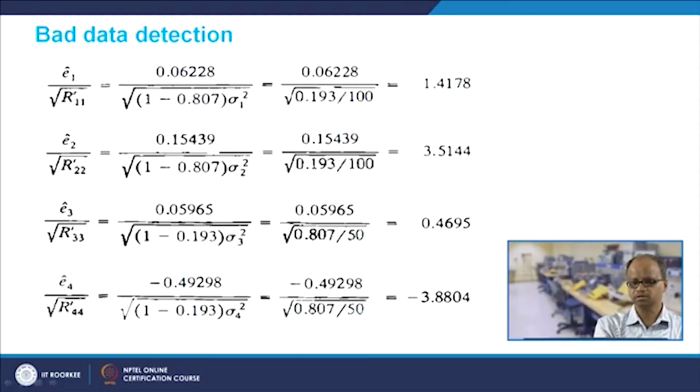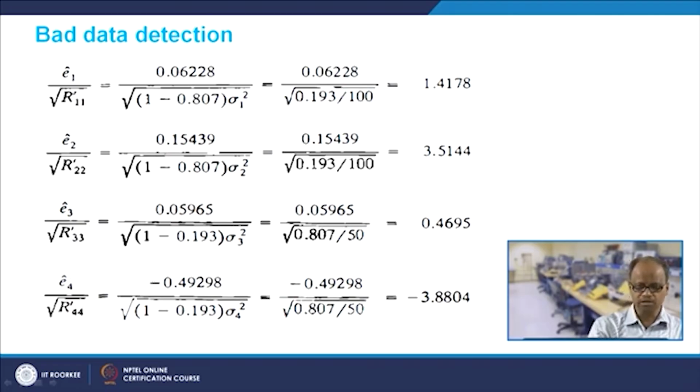So, now what we do is we calculate E1 hat by root over R11 dash. From this we calculate this, from this we calculate this. So, then we have the weighted values of these estimated errors, this is called the weighted values. Then we calculate these weighted values E1 hat by root over R11 dash, then E2 hat by root over R22 dash, E3 hat by root over R33 dash, E4 hat by root over R44 dash.